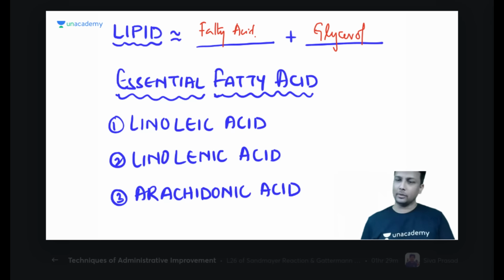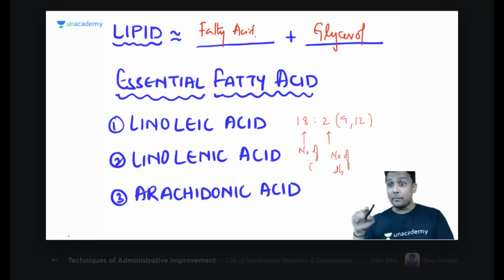And now, my dear friends, what do you have to remember in this one? Point number 1, you have to remember their nomenclature. I'll tell you the nomenclature of only the first one, I think the remaining you can handle. Linoleic acid, the nomenclature is 18:2, 9, 12. What should you understand out of this? The first number represents the number of carbons. The second number represents the number of double bonds. Number of carbons in linoleic acid, 18 carbons. How many double bonds? 2 double bonds.